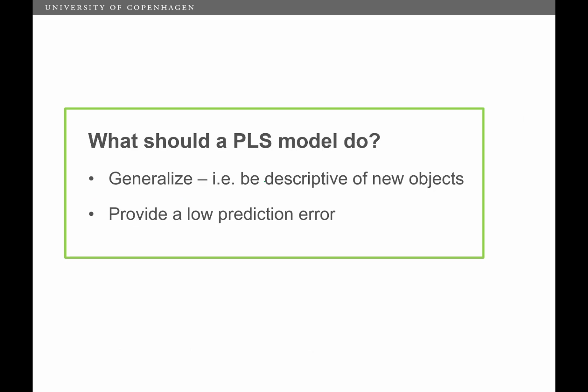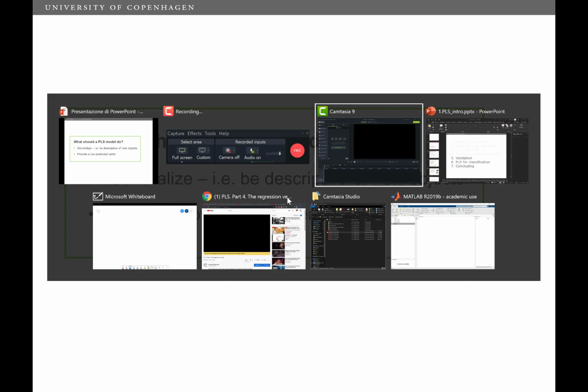What do we want a PLS model to do for us? Well, we would like it to predict well, but how do we do that? It should actually not predict the samples we have well, but rather it should predict new samples well, and that's a different thing.